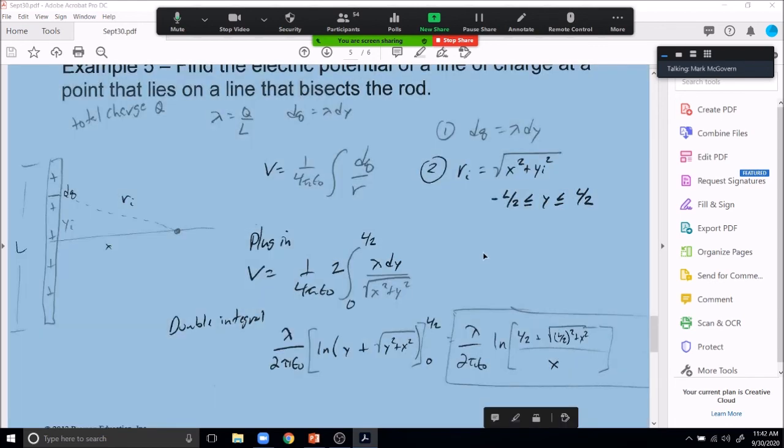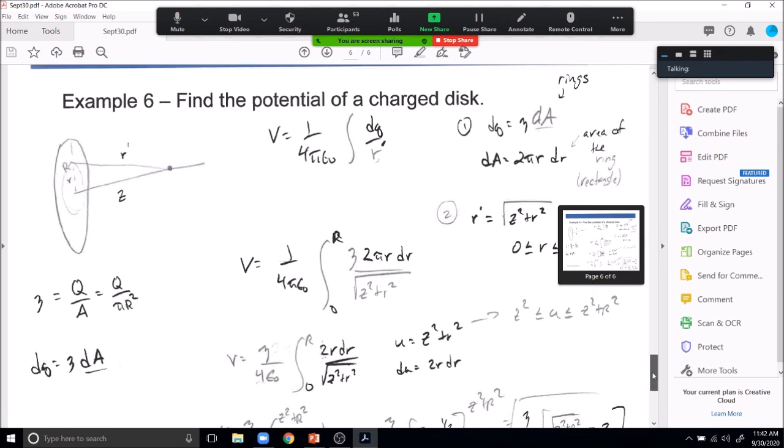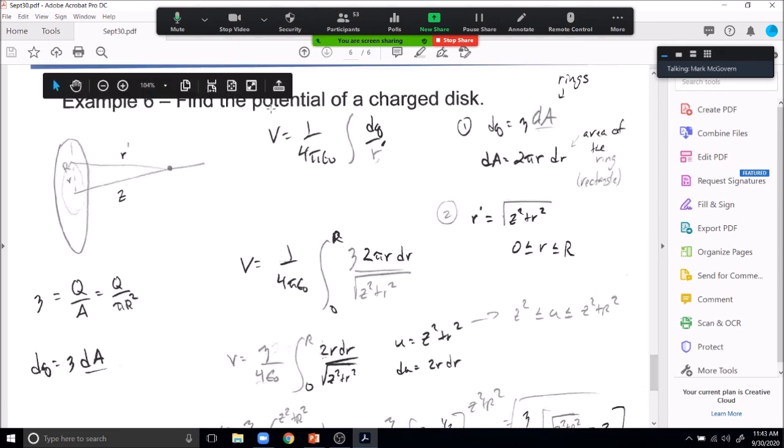That's it for this one. So let's do one more. I want to find the potential of a charged disk. Well, before we did rings, right? But we can just skip over the ring part because we've already seen how that's done. I start with my integral expression, and I have to figure out my dq. Your dq is going to be sigma dA, where dA is some infinitesimally small area, which will be a ring in this case here.